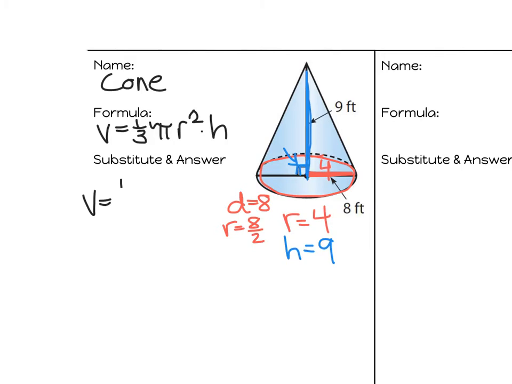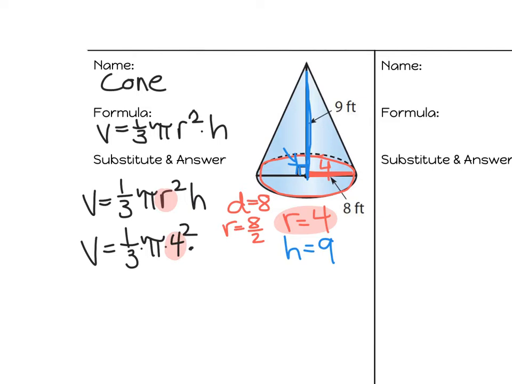So I'm going to rewrite my volume formula, 1/3 pi r squared h. So I'm going to plug in my radius and my height. So 1/3 times pi. R is 4, so I'm going to plug that into r. So I have 4 squared. And our height is 9. So I took our height, 9, plugged it in for h. And all these pieces are multiplying. So now we can just simplify and get our answer.